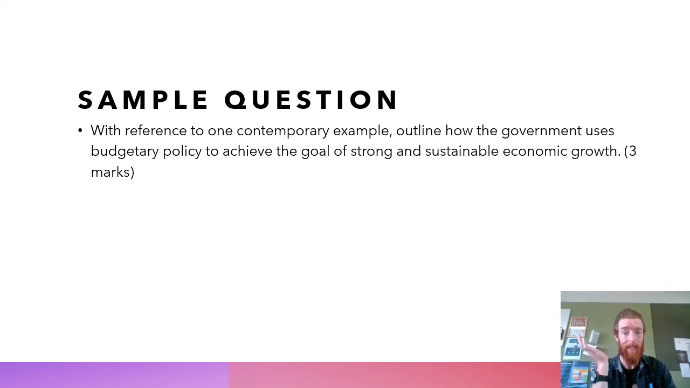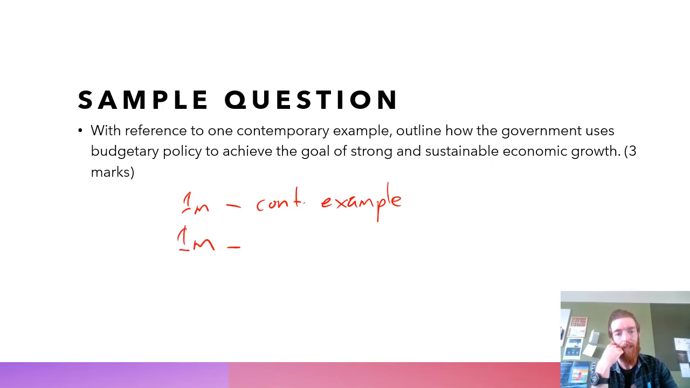And realistically, I'd be expecting students to start to think more about contemporary examples they can use so it's less stressful later in the year. So 1 mark is going to come from the contemporary example, describing it. And I'm going to use one that I'll use all the time because it's really easy to use. Then 1 mark's going to be the impacts on AD, so those components and AD overall.